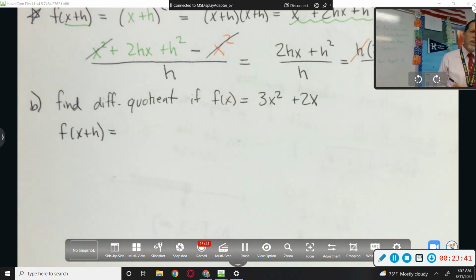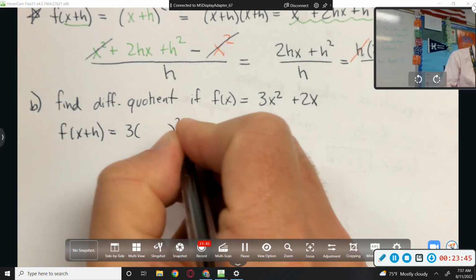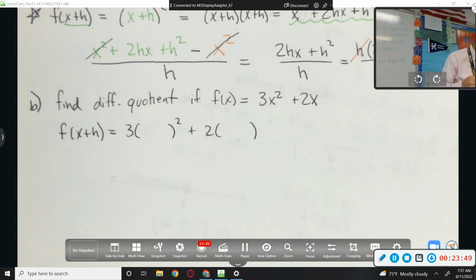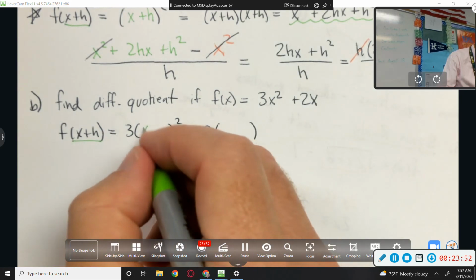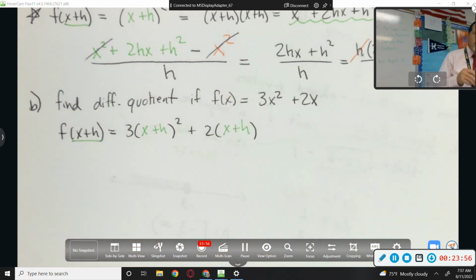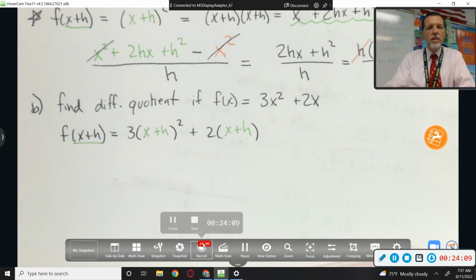So job one is to find f of x plus h. I'm going to press pause and you try it. Simplify f of x plus h. I suppose you could keep going if you like, but I'm going to jump back in a minute to show what f of x plus h is.